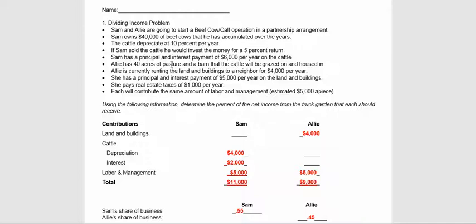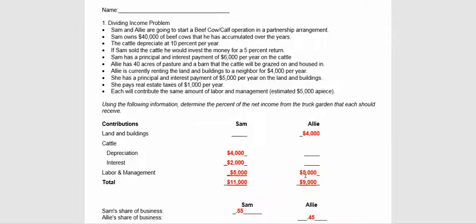And yes, I realize that he has a principal and interest payment of $6,000 per year on the cattle, but just like Allie with her buildings and land, if he owned the cattle without having any payment towards them, would we figure that his contribution to the partnership was zero? Of course not. So we figure out the annual cost of having these cattle by looking at their depreciation and interest. The depreciation, 10% of 40,000 is 4,000 bucks. 5% of 40,000 is $2,000.